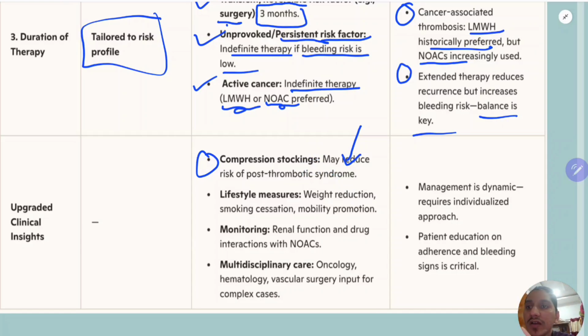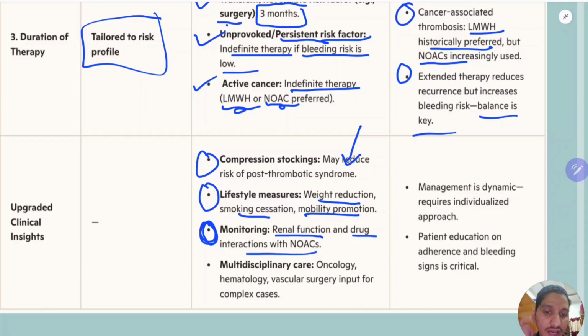Then lifestyle measures: weight reduction is very important, smoking cessation, mobility promotion. Monitoring is required. This is important. What will you monitor? Renal function tests should be monitored. Drug interactions with NOACs should be monitored. Management is dynamic. It requires an individualized approach. Patient education on adherence and bleeding signs is important.